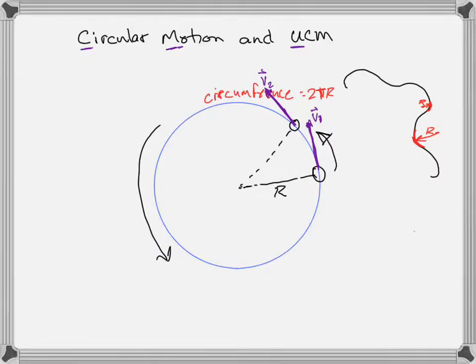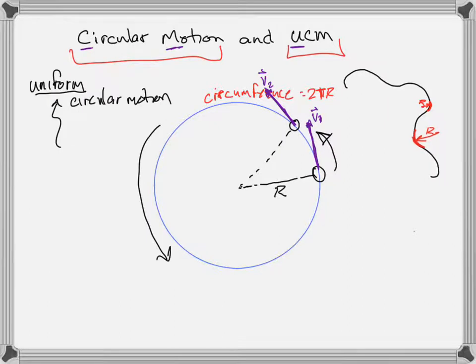The one thing I didn't define is the difference between circular motion and uniform circular motion. Circular motion is an object going in a circle, any radius, at any speed. It might be changing speed. Uniform circular motion. What does uniform mean in uniform circular motion? Uniform means constant speed. It doesn't mean constant velocity. Those are two different things, certainly. So when we're talking about uniform circular motion, we're talking about an object moving in a circle or going around a corner at constant speed.